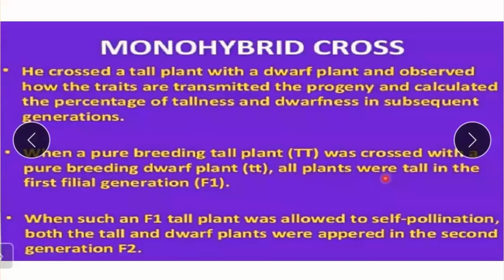We have seen that he crossed a tall plant with a dwarf plant and observed how the traits are transmitted to the progeny, and calculated the percentage of tallness and dwarfness in subsequent generations. When a pure breeding tall plant was crossed with a pure breeding dwarf plant, all plants were tall in the first filial generation. When such an F1 tall plant was allowed to self-pollinate, both tall and dwarf plants appeared in the second generation.